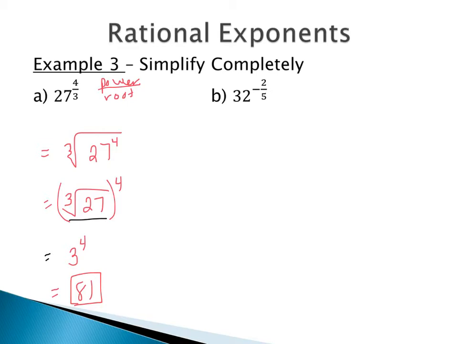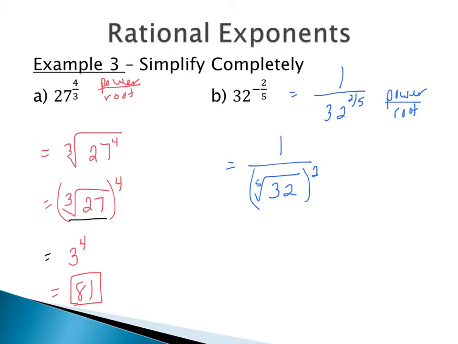Same idea with our 32 to the negative 2/5. With that negative 2/5, we do want to rewrite this first as 1 over 32 to the positive 2/5, which then means we have 1 over some sort of root. The 32 would be inside. Again, that 2/5 means that you're going to have your power over your root. So our root is 5, our denominator, and we're going to be raising it to the 2nd power.